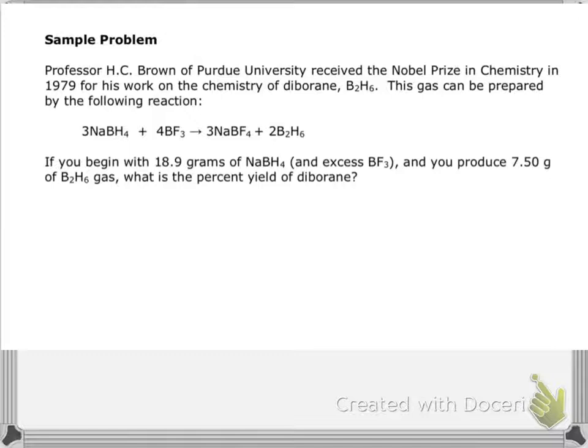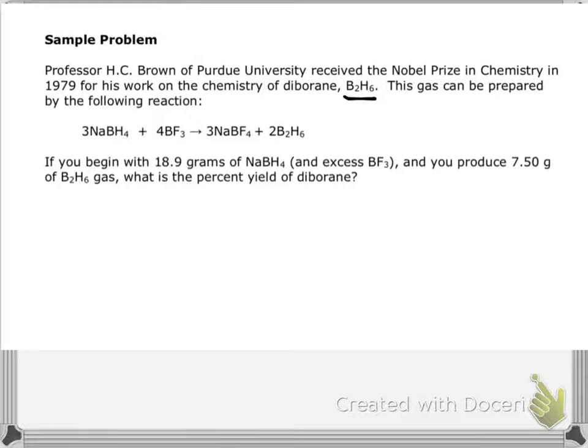So this problem says that Professor H.C. Brown at Purdue University received the Nobel Prize in Chemistry in 1979 for his work on the chemistry of diborane, B2H6. This gas can be prepared by the following reaction. So it's giving us the balanced equation to start with. We don't have to worry about that part.